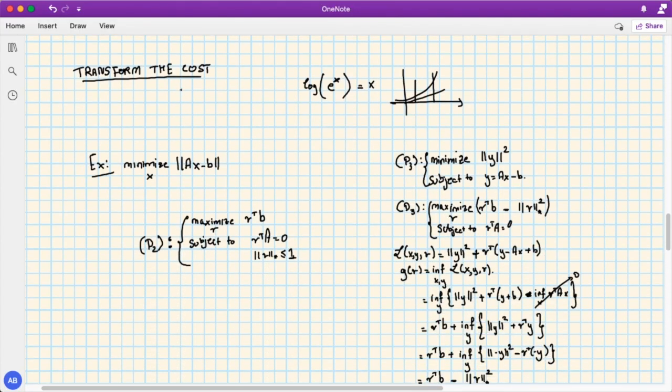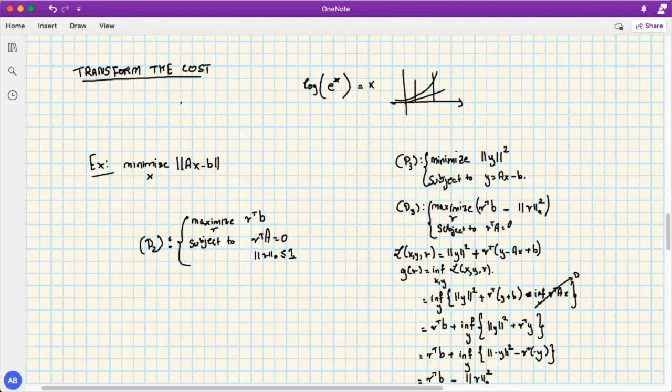We're going to see how to obtain an equivalent problem through transformation of cost. And when I say transformation of cost, I mean instead of maximizing or minimizing the cost that you have, you will minimize a proportional cost to it. That is, instead of maximizing exponential of x, you can maximize log of exponential of x. That is, you maximize an increasing function of the original cost.